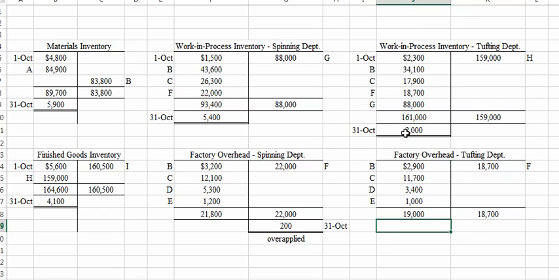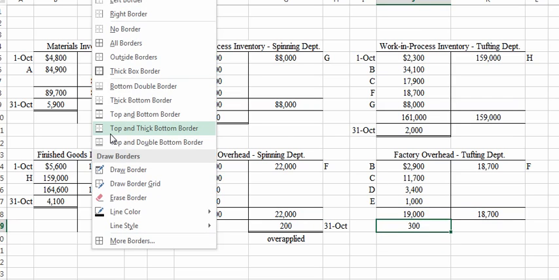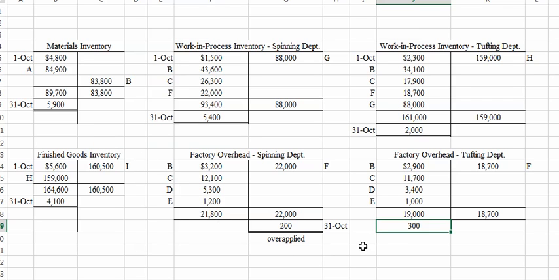Alright, here the debit balance was a little larger. That means our actual costs were more than our estimate of $18,700. So that means we underestimated overhead in the tufting department. Your book doesn't call it underestimated overhead though, instead it calls it underapplied.